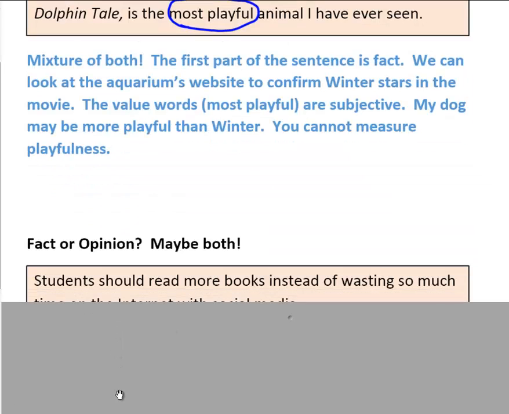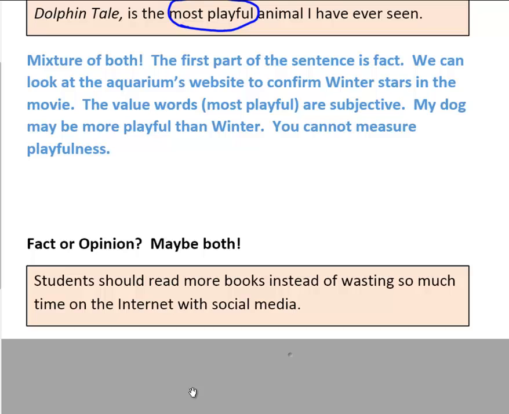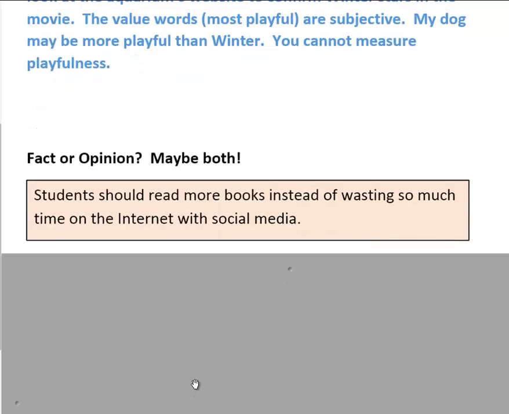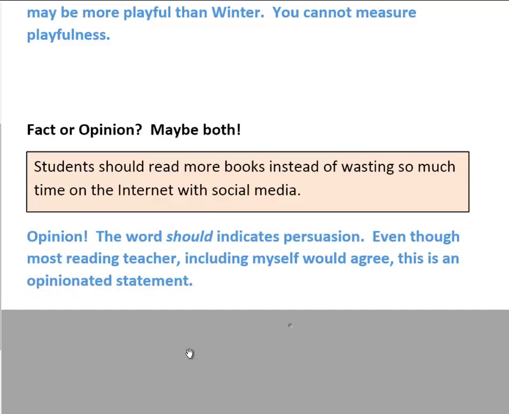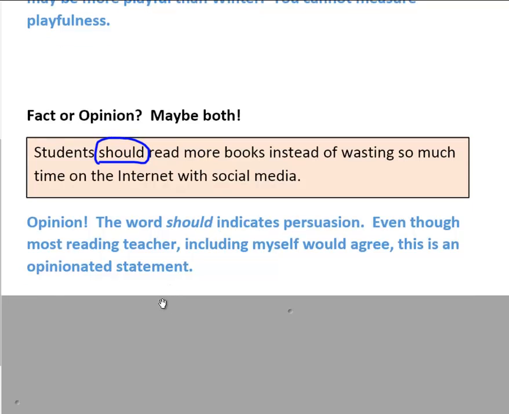How about this one? Students should read more books instead of wasting so much time on the internet with social media. This one is definitely an opinion. Did you see the persuasive language right here with the use of the word should? Now, even though most reading teachers, including myself, would agree, this is definitely an opinionated statement.